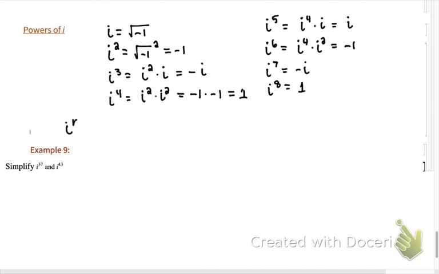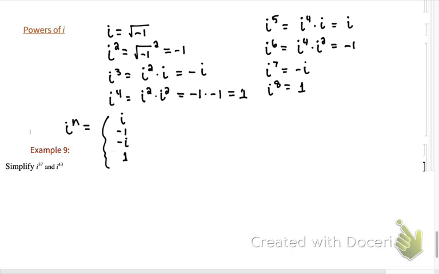So i to the n equals one of 4 possibilities. i to a power is either i, negative 1, minus i, or positive 1, depending on the power n. Because even if I did i to the 9th, i to the 10th, i to the 11th, and i to the 12th, those values are just going to keep repeating themselves. So one of the interesting things about powers of i is there's only 4 possibilities: plus or minus i, or plus or minus 1.